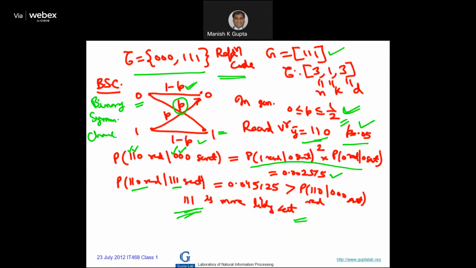Now, similarly, for the other case, received vector is 110 and 111 was sent, I can compute the probability. So this probability is certainly bigger than this probability, right? That means 111 was more likely sent. So probabilistic decoding you can also do. This is also quite useful. I've shown you in this scenario.